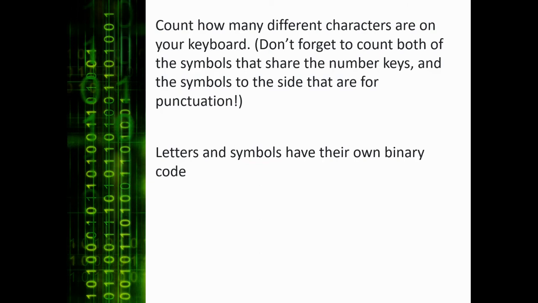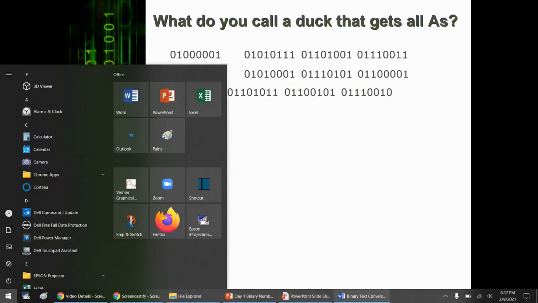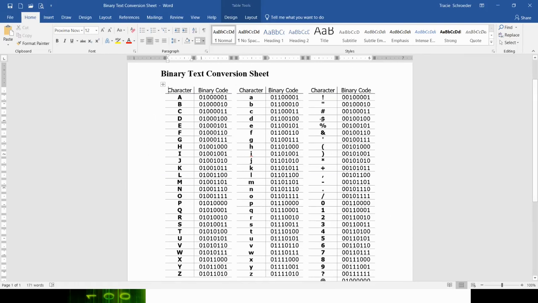So letters and symbols have their own binary code. Computers do not read letters. They don't read numbers. They read binary. So when you press the A button on your computer, your computer doesn't read that as A, but it reads it as a series of 0s and 1s, the binary symbol for A. So you have a sheet that looks like this binary text conversion sheet. It has all of the codes for the capital and lowercase letters, along with some symbols.